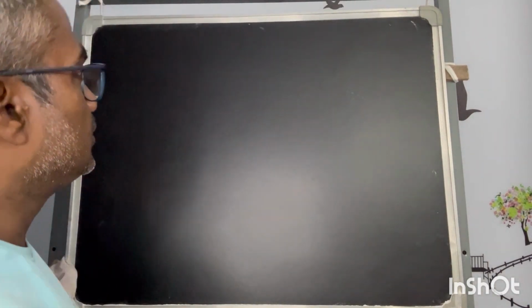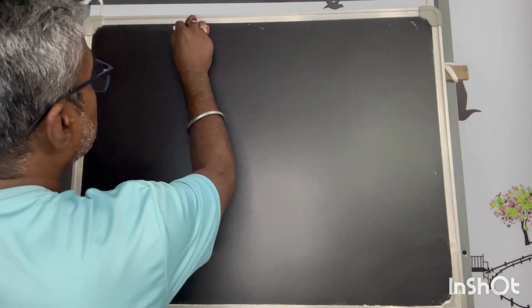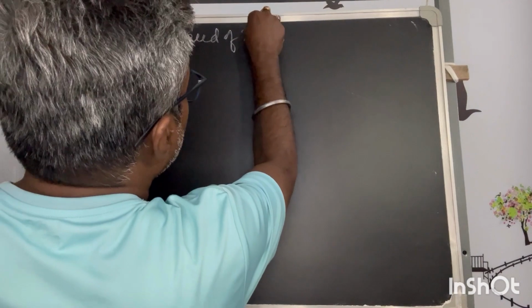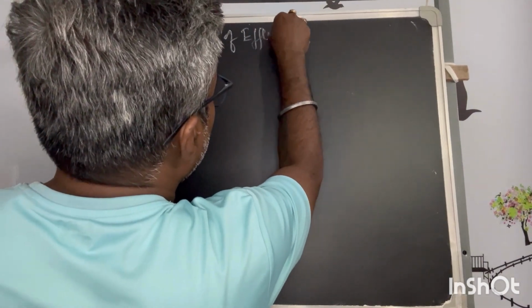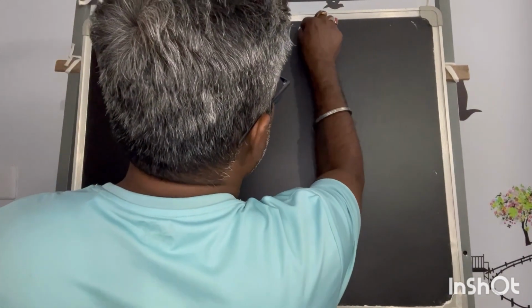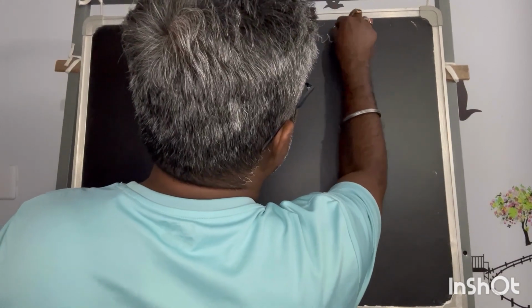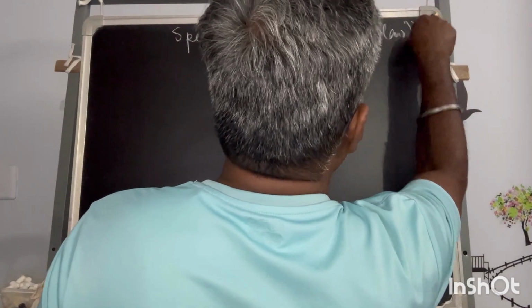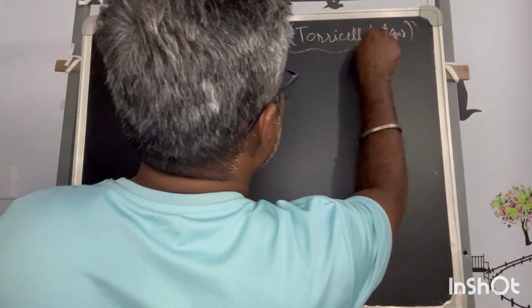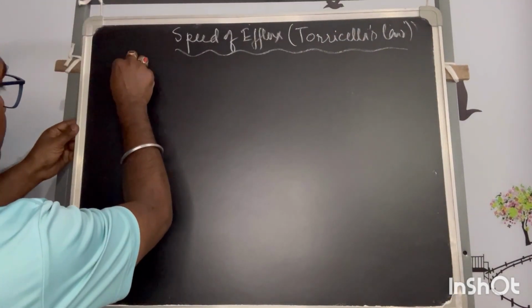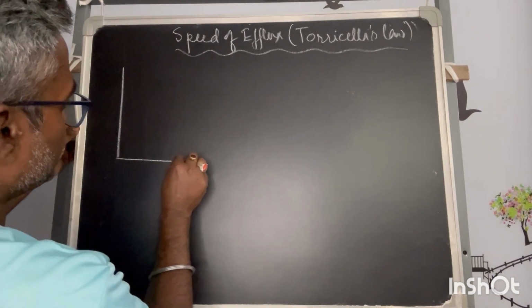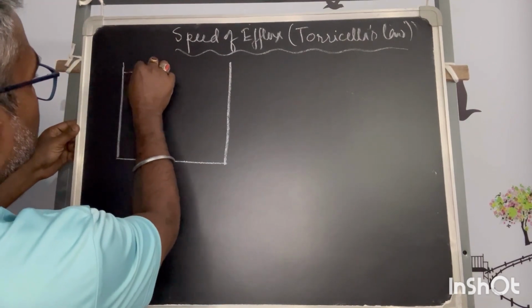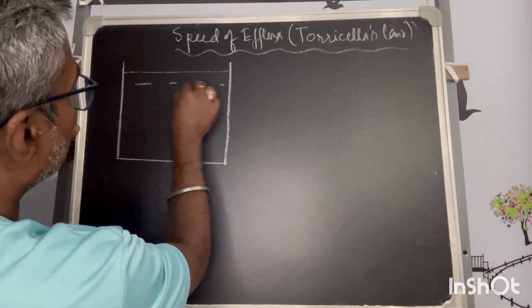So let me draw that arrangement, and the topic is speed of efflux basically, and this is named after the scientist, Torricelli's law. Okay, so what is the arrangement? Let me draw the arrangement. This is a reservoir full of some kind of fluid.